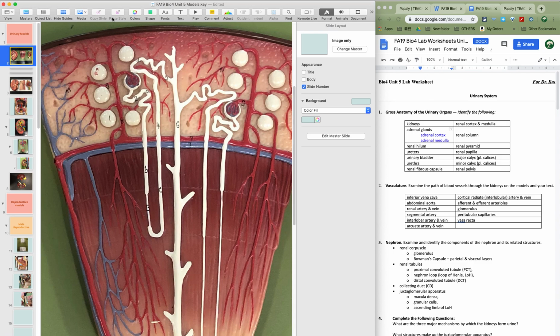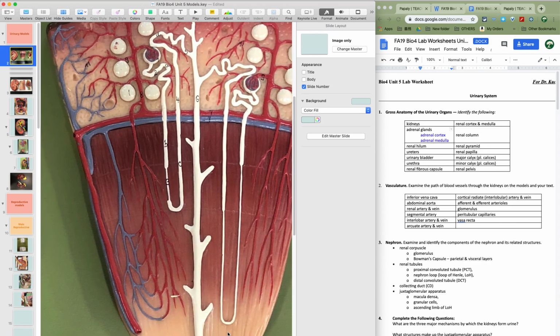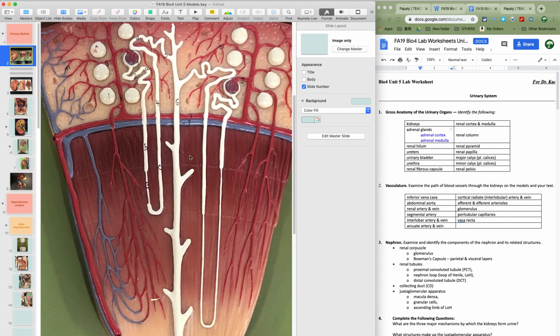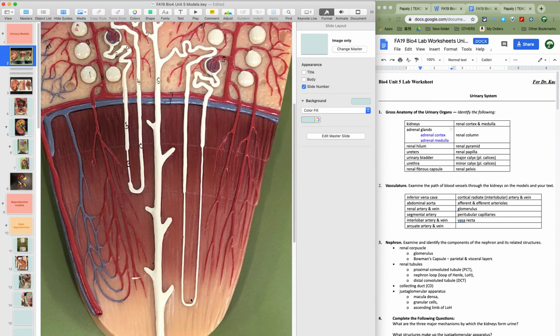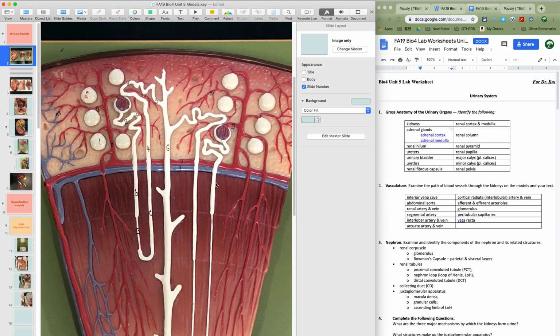On this side of this part of the model, this is a cortical nephron. You can see it's got a shorter loop of Henle compared to this one. This one is a juxtamedullary nephron. It's got a long loop of Henle that extends deep into the renal medulla. This kind of structure is important for concentrating urine, and that's something you'll learn in greater detail when you get to physiology.